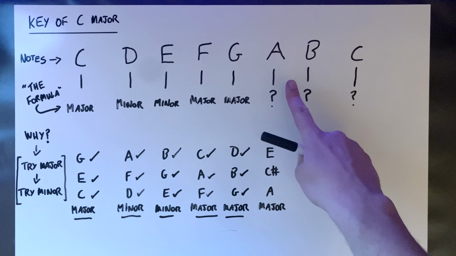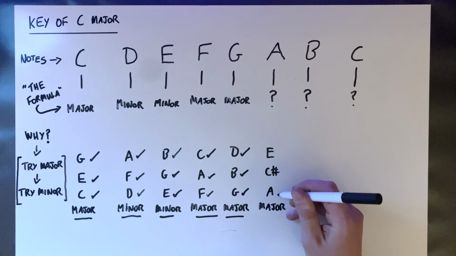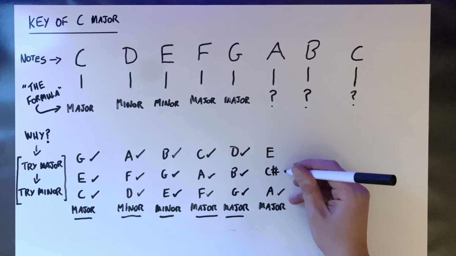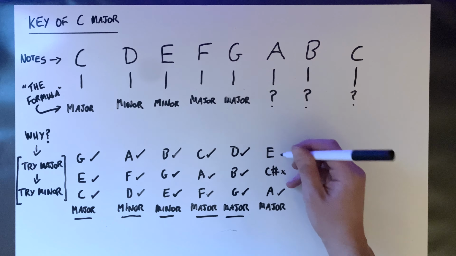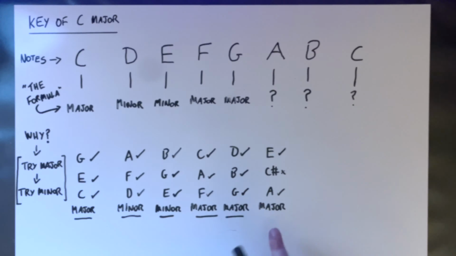So moving on to the next note, A. So is A in the C major scale? Yes it is. Is C sharp in the C major scale? No it's not. And is E in the C major scale? Yes it is. So it cannot be A major because of the C sharp.